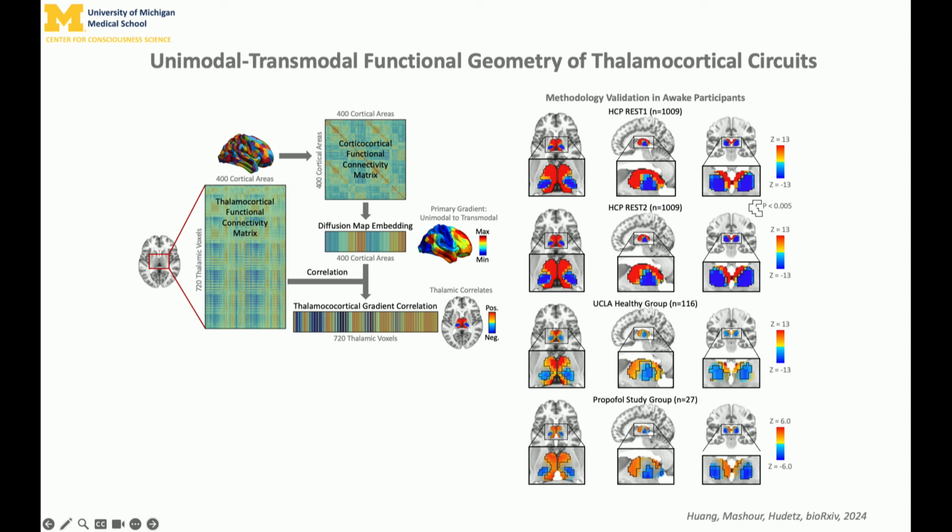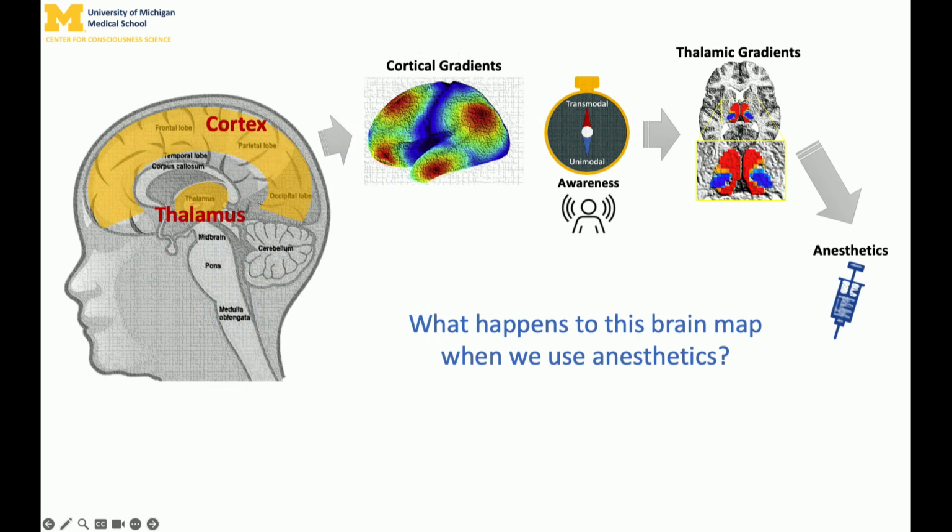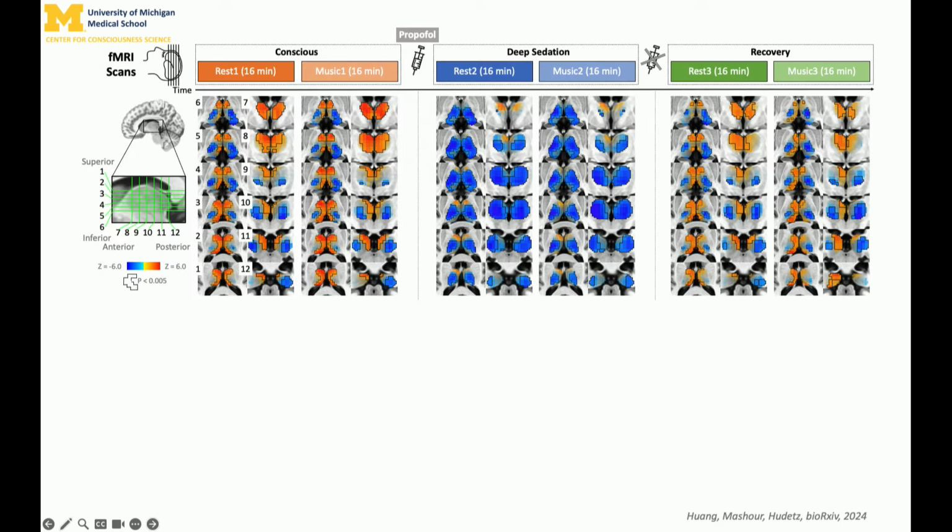We test this method in various data sets when participants were fully conscious, and the maps are quite consistent. And these data sets include more than 1,000 participants from Human Connectome Project, UCLA Healthy Group, and our study group. What happens to this map when we use anesthetics? We studied conscious baseline, deep sedation, and recovery conditions. Deep sedation was achieved by incrementally increasing the dose of anesthetic propofol until loss of behavior responsiveness.